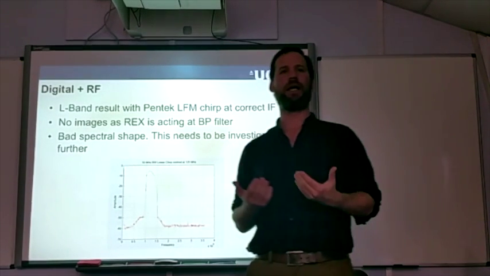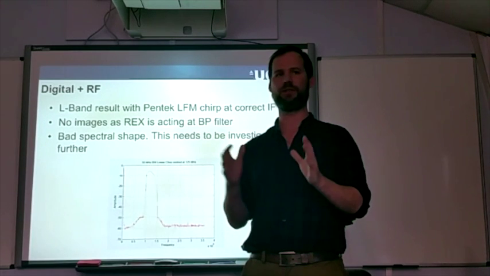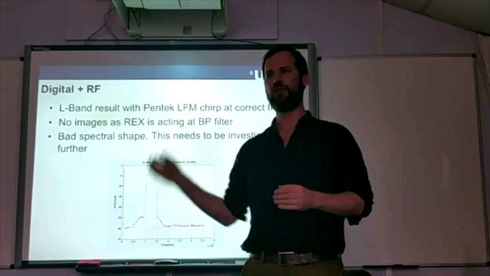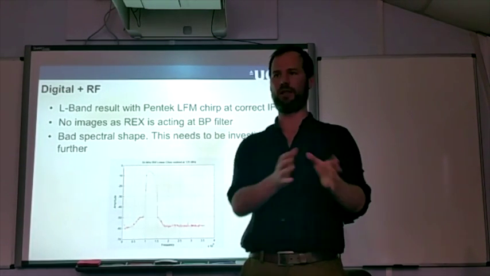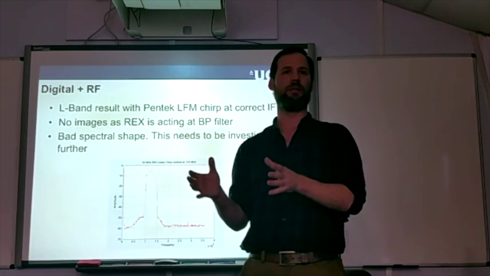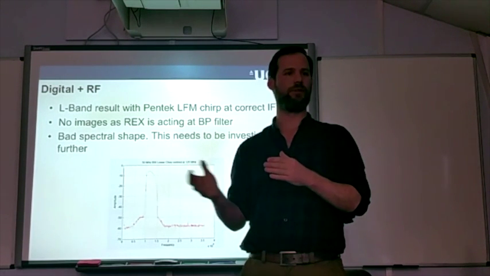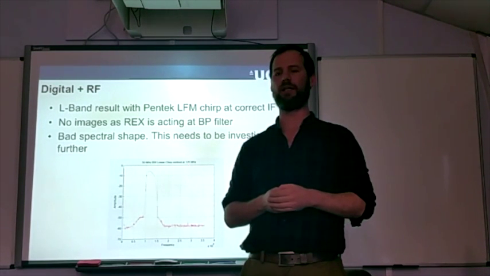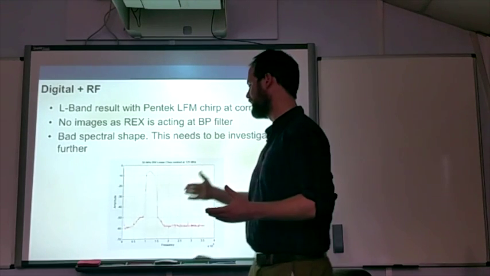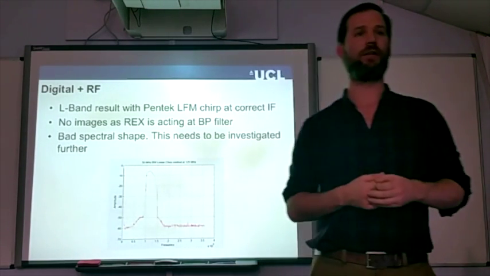Now, luckily, when the signal comes out of the Pentek, it goes through the Rex RF mixing device. You can do a loop test at RF, not just at IF. The Rex unit itself is working as a bandpass filter, and you lose all of those images that I just showed you in that previous slide. What you end up with is just your chirp at the correct location.